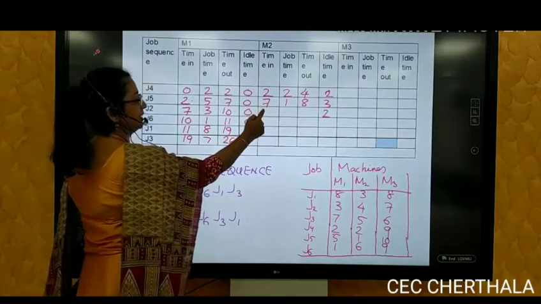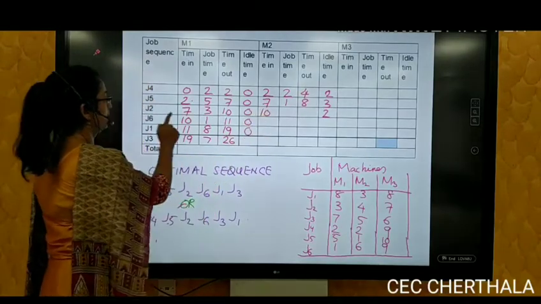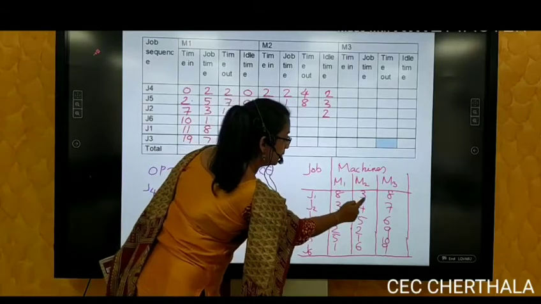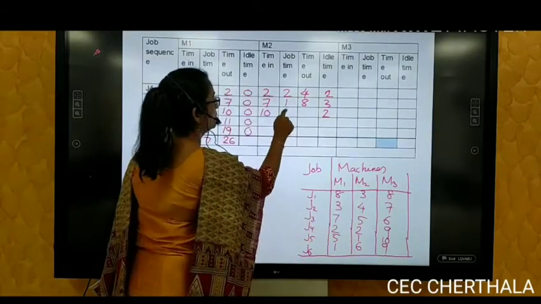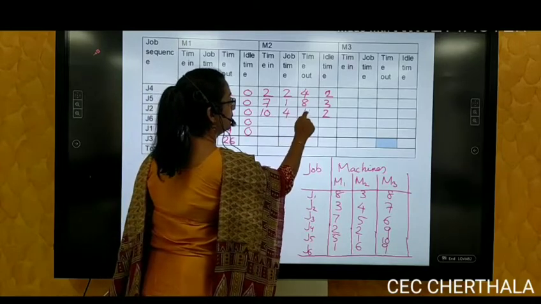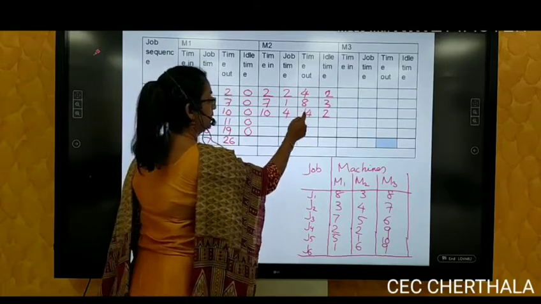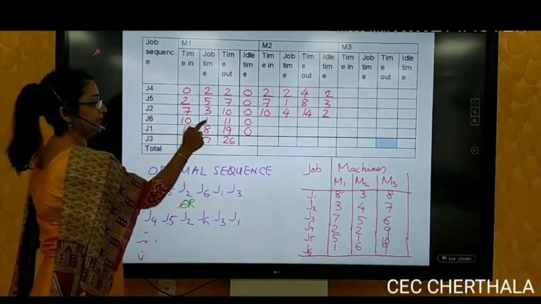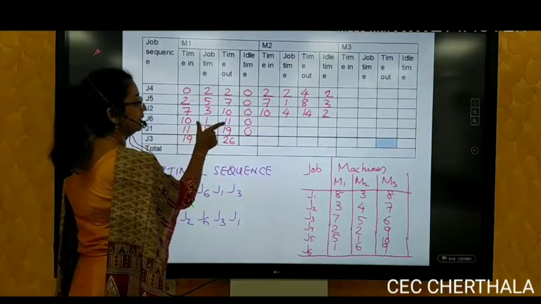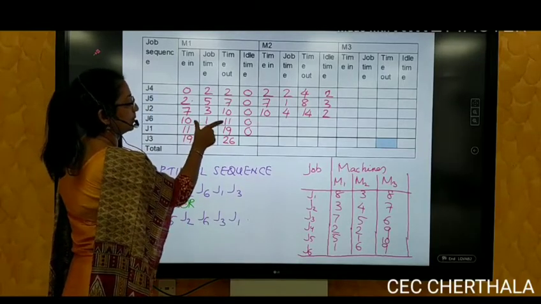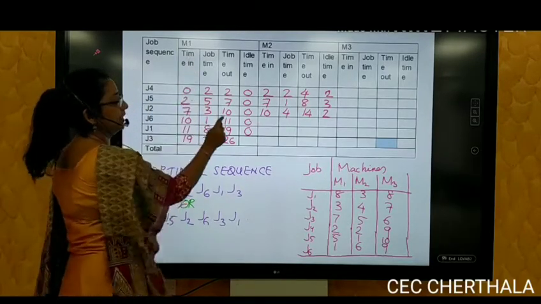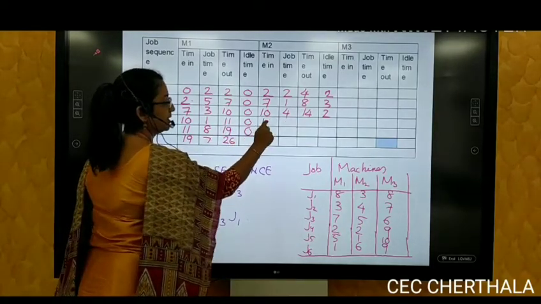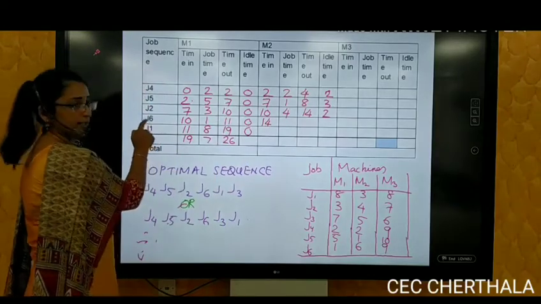Now machine M2 is starting the work at the 10th day for job J2. J2 takes 4 days at machine M2, so 10 plus 4, 14. Now at the 14th day itself, machine M2 can work on job J6 because the processing of J6 is completed in machine M1 at the 11th day itself. Therefore, at the 14th day itself, machine M2 can work on job J6.